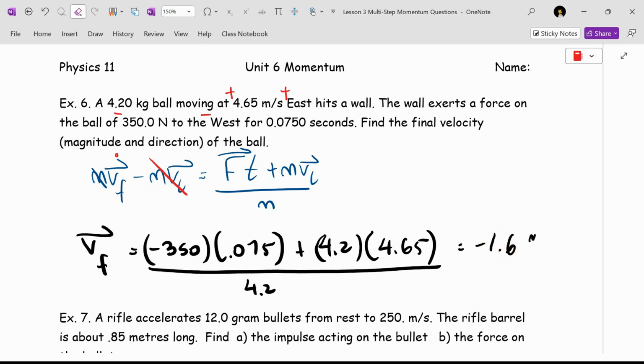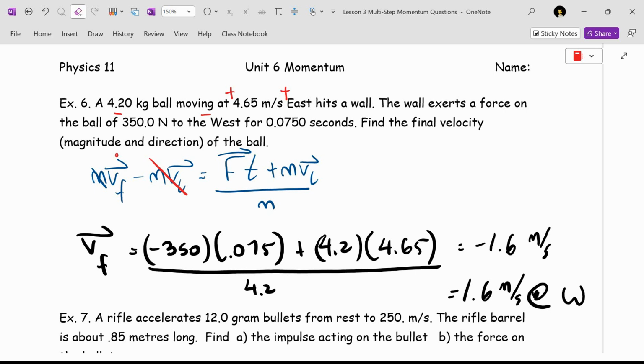Negative 1.6 meters per second. Okay. 1.6 meters per second. Direction. How do you know? That's why you wrote that, so you didn't have to go lazy but organized. But emphasis here both on the lazy and the organized.